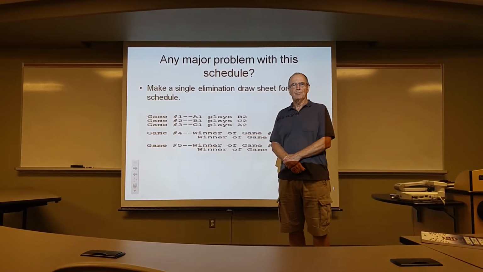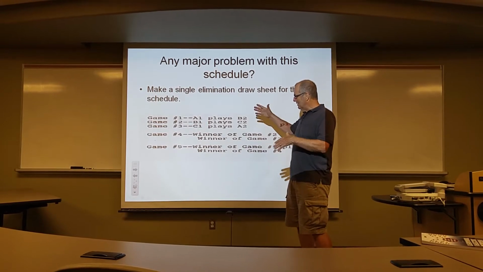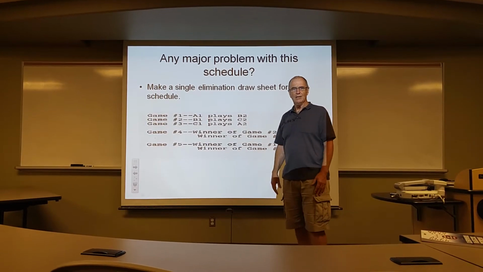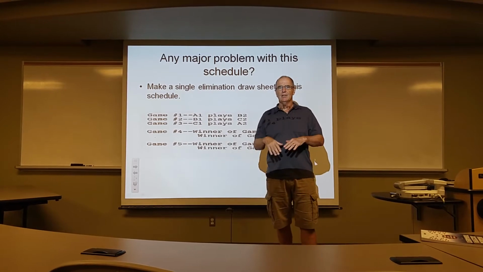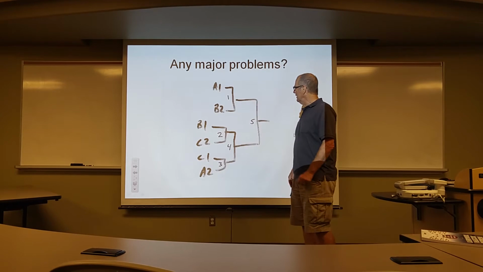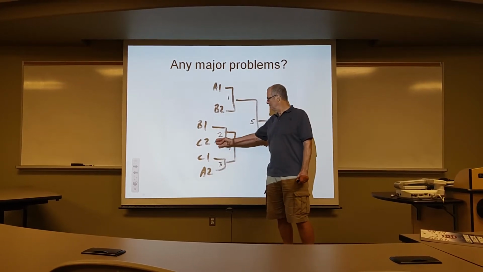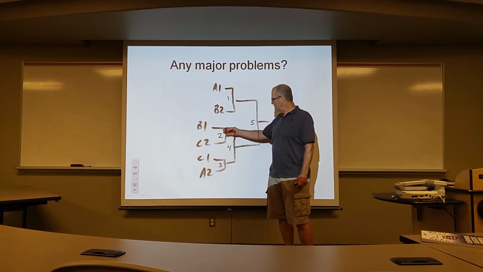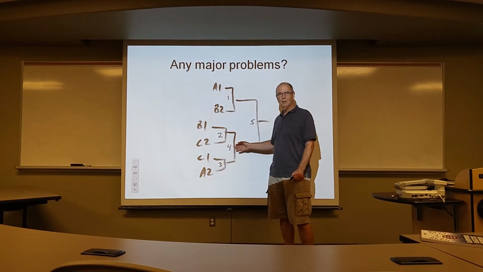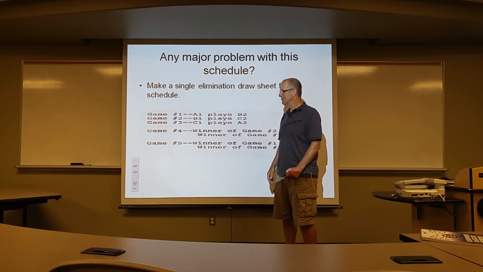Visually, it's not very helpful because we're trying to figure out who plays who, where, when, and so on. So it's better to lay it out in a graphic format. So I've done that for them. So now I know if I'm C2, I play here. If I beat B1, I would play the winner of this game. So visually, it's a lot easier than this one here.